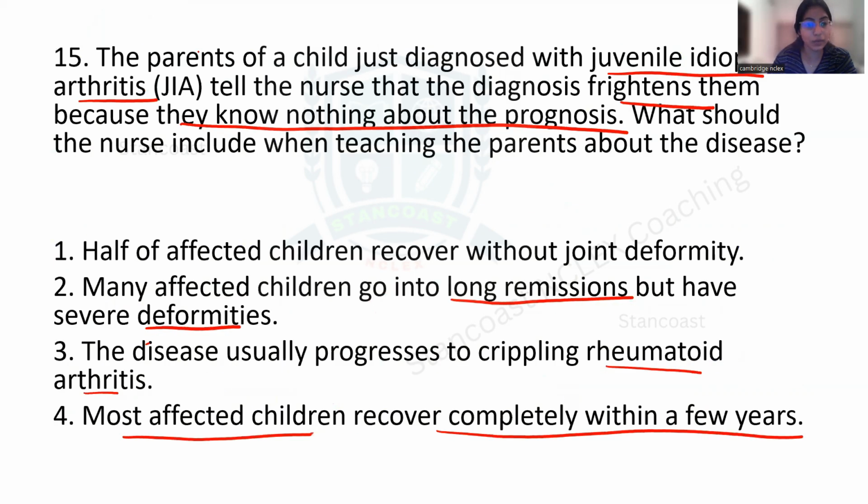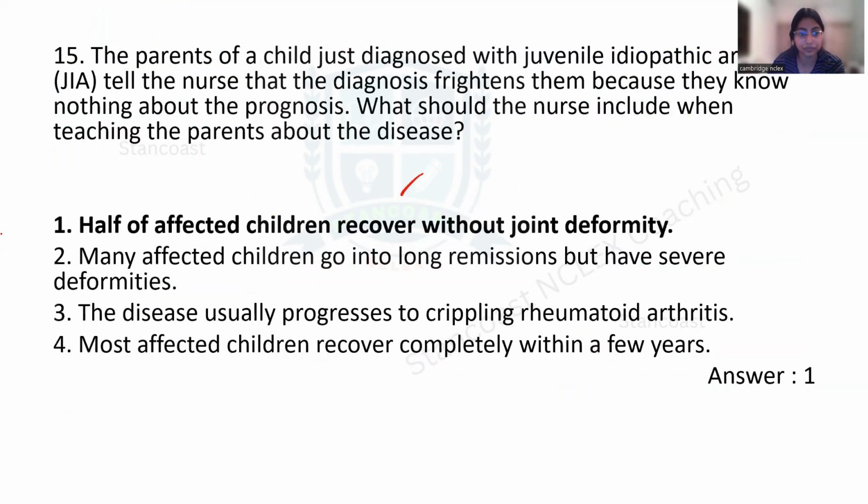So option number 1 is the correct option, and we have to tell the parents that half of the children recover without joint deformity. So option number 1 is the correct option, and we have to tell this to the parent.